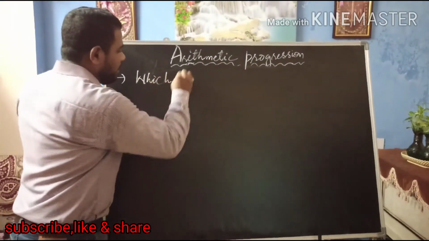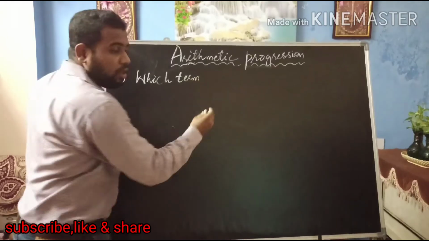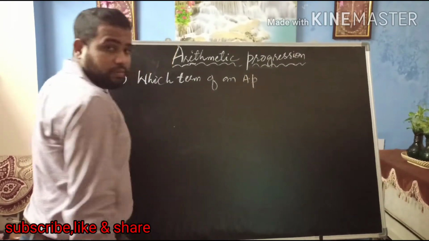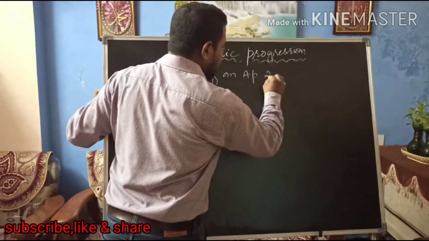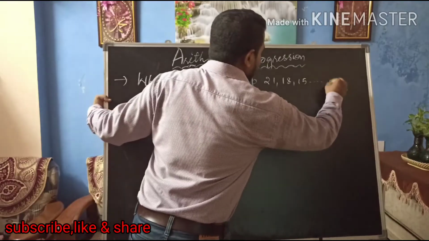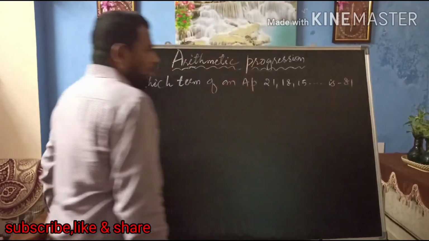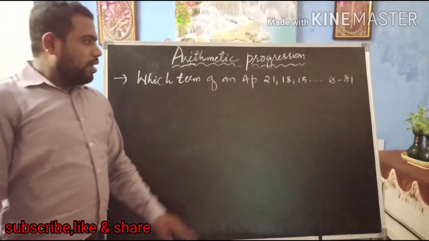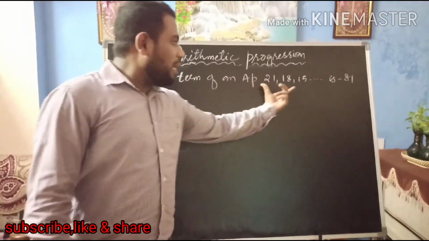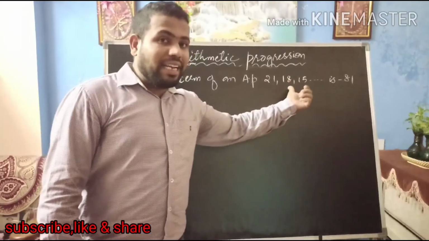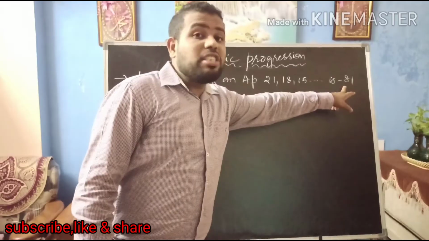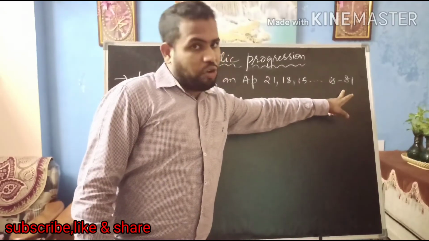Which term of an AP, the series being 21, 18, 15, and so on, is minus 81? This question is very simple and easy. What exactly is happening here? We have to find which term of the AP 21, 18, 15 is minus 81. Our task is to find which term minus 81 is going to be.